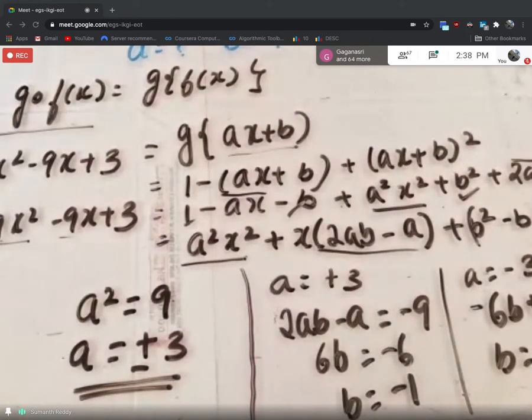3. See, a value, a square you got 9, right? I think you have taken only 3. No, it will be plus or minus 3, right? And the b value, depending upon the value of a, it will be minus 1 and 2. Is it clear, students?